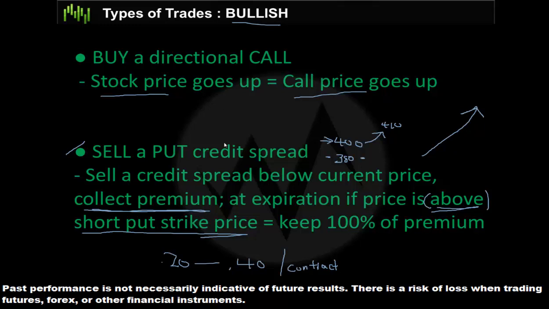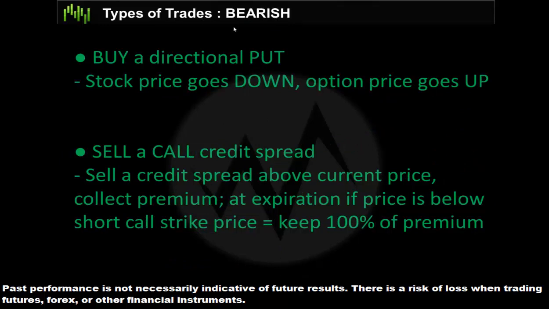All right, hang on, because basically we're going to say the same thing, but to the downside. If I'm bearish, I feel the stock price is going to go down, I can buy a directional put. Very straightforward. Stock price goes down, option price goes up. Does that make sense? Because I'm bearish, I will make money if the stock price goes down, and the value of my put option will go up. And then, just like we did when we were bullish, we can sell the opposite, a call credit spread.